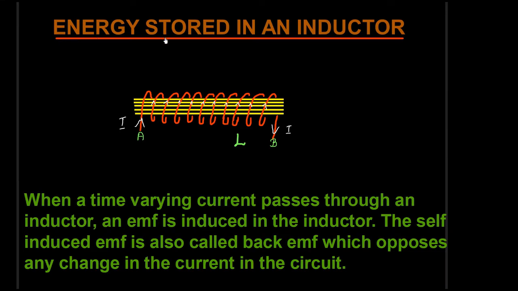Energy stored in an inductor. Consider an inductor AB of self-inductance L. When a time-varying current passes through an inductor, an EMF is induced across the ends of the inductor.